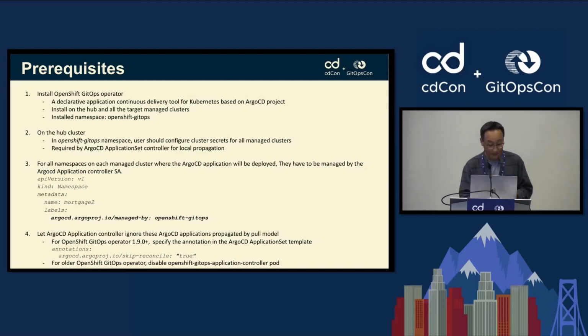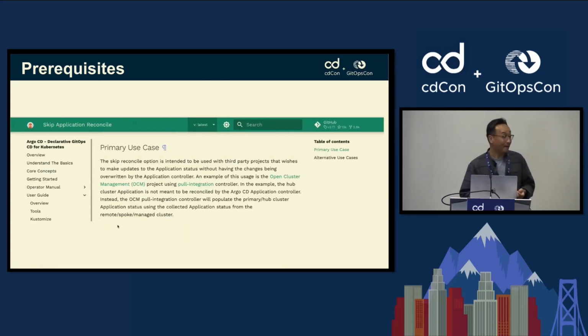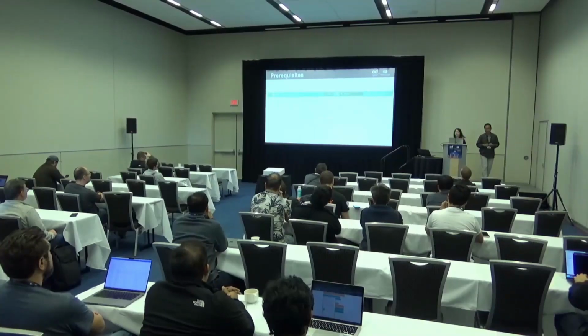Okay, and the third one is also required by the ArgoCD application controller. Right now, if we want to deploy something to the managed clusters into a specific namespace, we have to set up a particular label to let this namespace be managed by the application controller. Otherwise, there's no RBAC control, so all the deployments will fail. Okay, then let me go back to Maggie to talk about the other prerequisite.